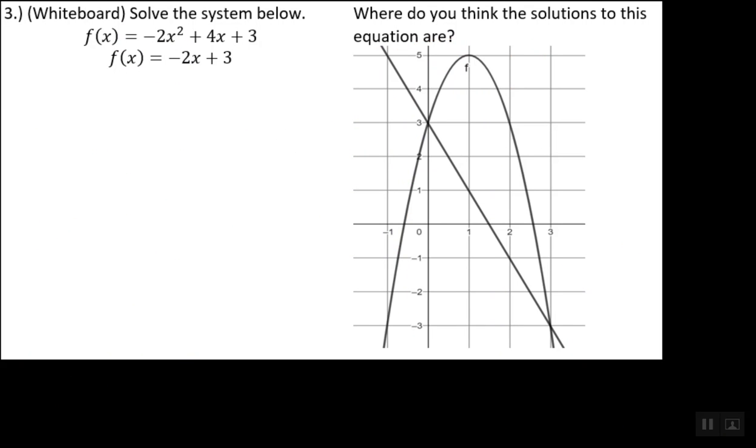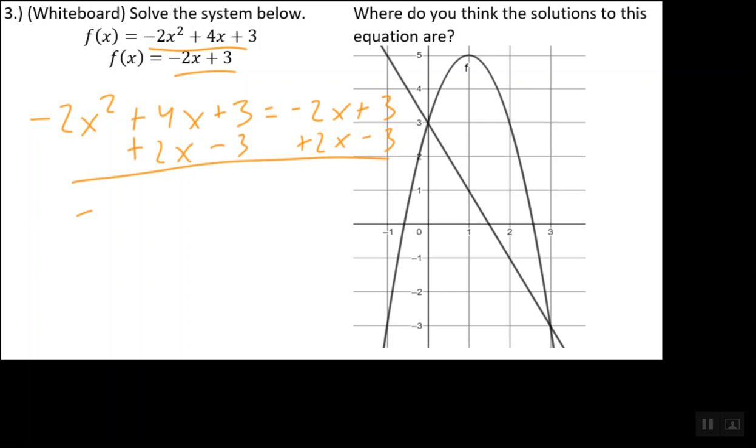Okay, and here is example 3. Now, of course, we know that step 1 tells us that we're going to take these two things and set them equal. So we say, negative 2x squared plus 4x plus 3 is equal to negative 2x plus 3. Now, from here, we know it's easier to move two things rather than one, so let's go ahead and add 2x to both sides. Let's subtract 3 from both sides. Let's see what we get. Negative 2x squared plus 6x is equal to 0.